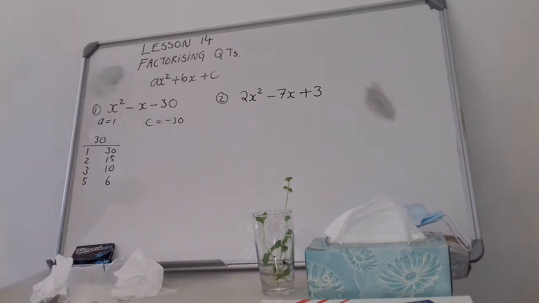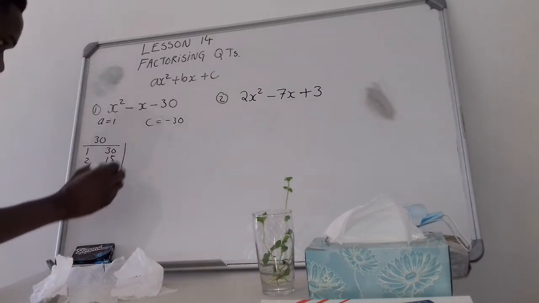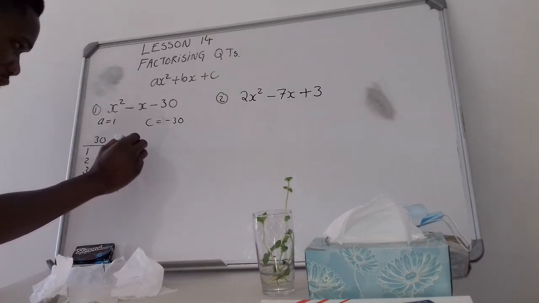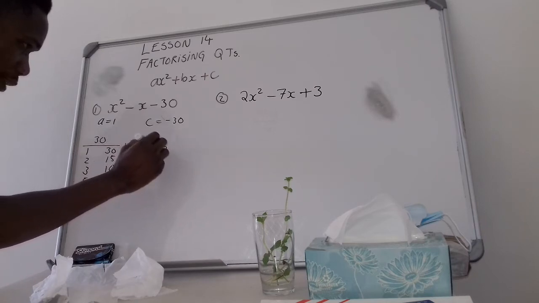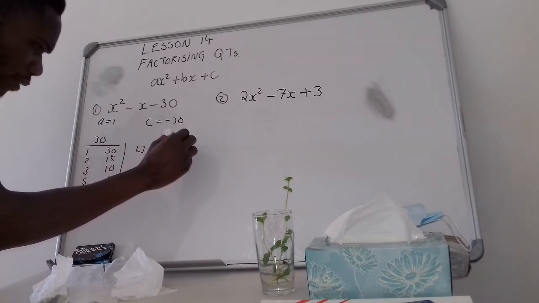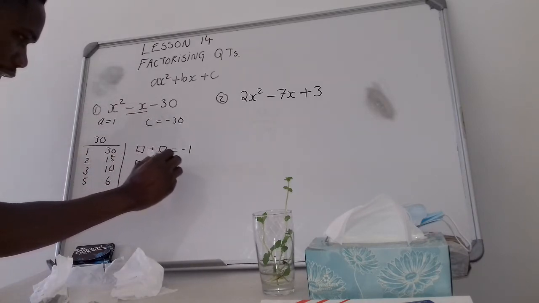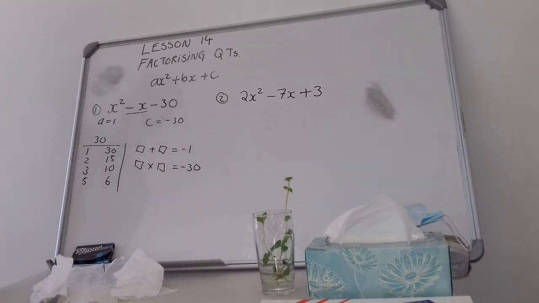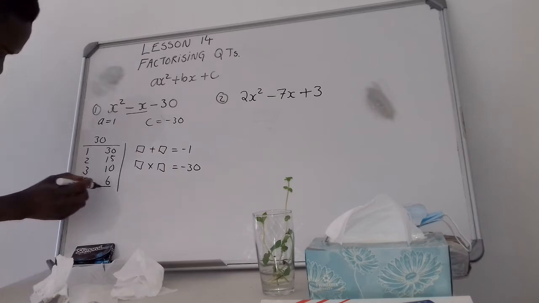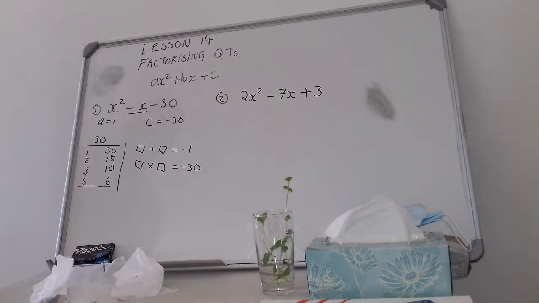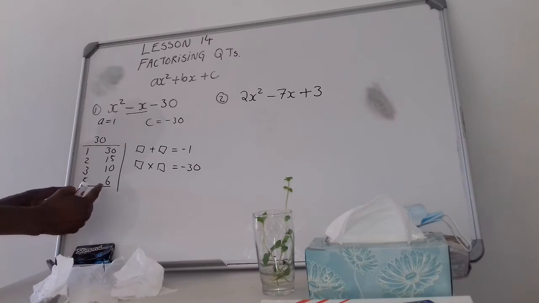Now we need to manipulate one pair in such a way that if we add that pair, we are going to get negative 1 here, but if you multiply that pair, we should get negative 30. The pair that can work is 5 and 6, just that one of the numbers has to be negative.